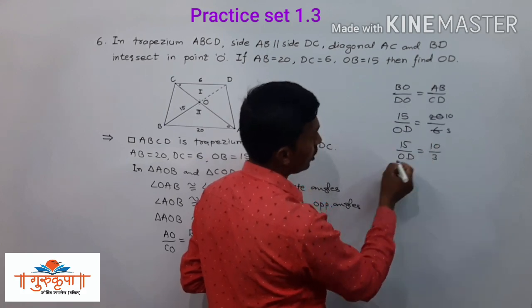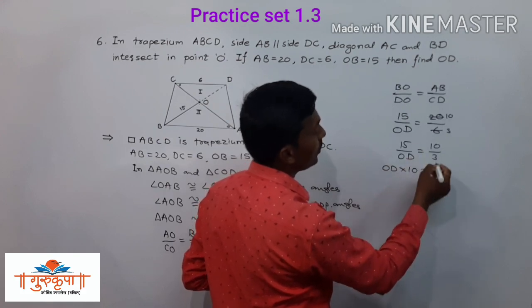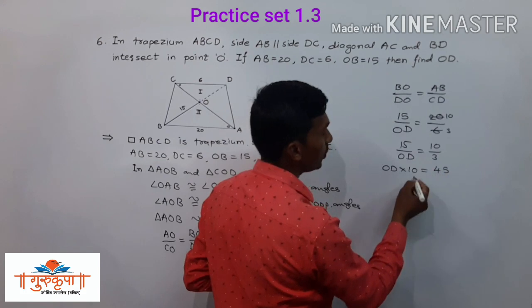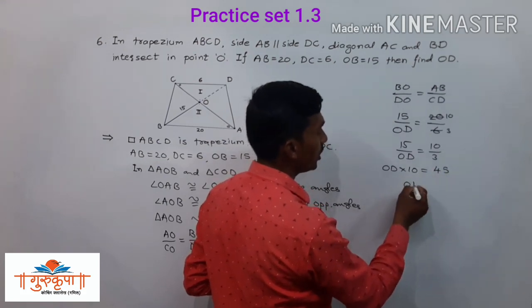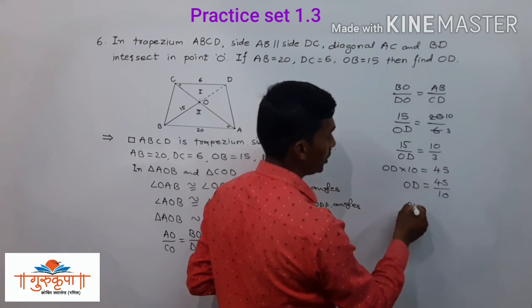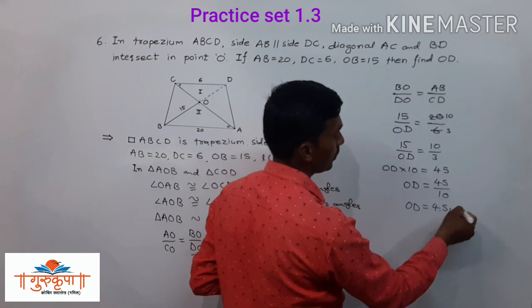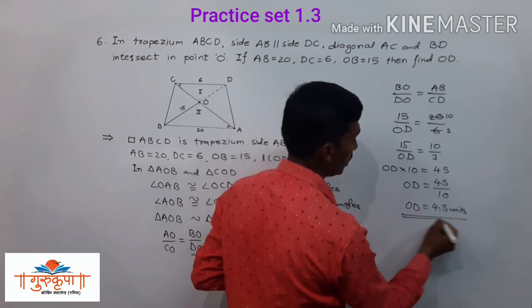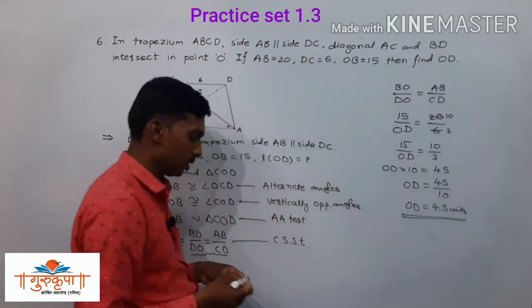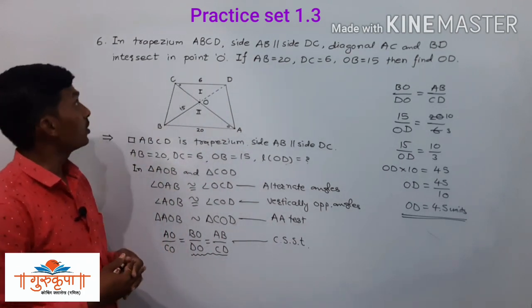Now we will take the cross multiplication. It is OD multiplied by 10 is equal to 15 multiplied by 3, that is 45. Transfer this 10 to the right side, we will get OD is equal to 45 divided by 10, and it is equal to 4.5 units. That is the measurement of this segment OD. So this is all about example number 6, question number 6.